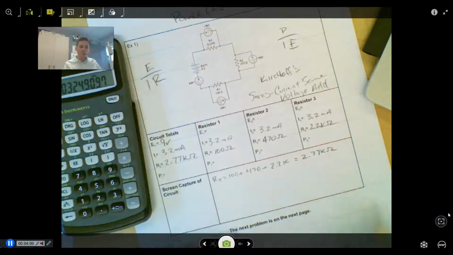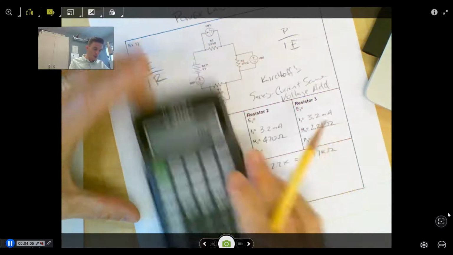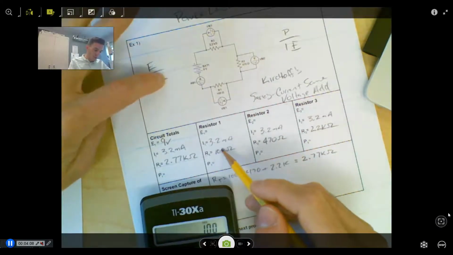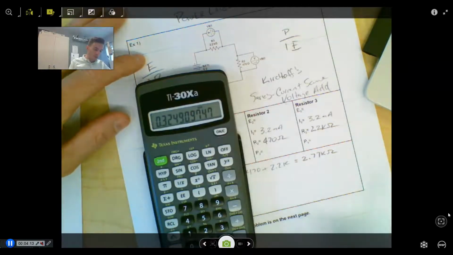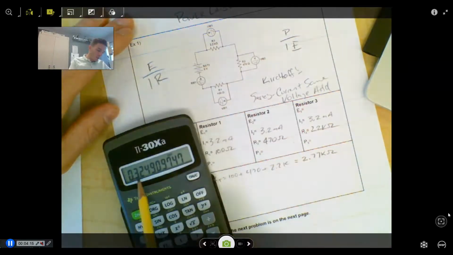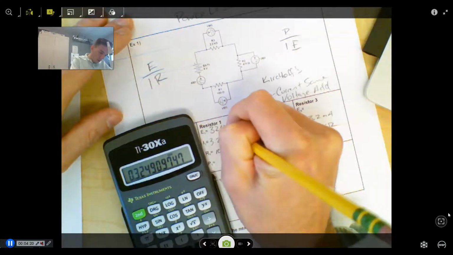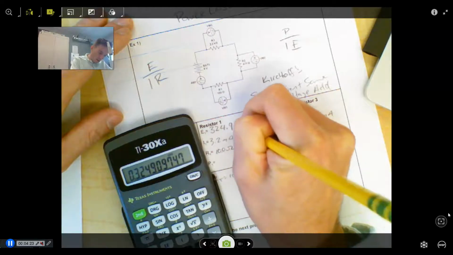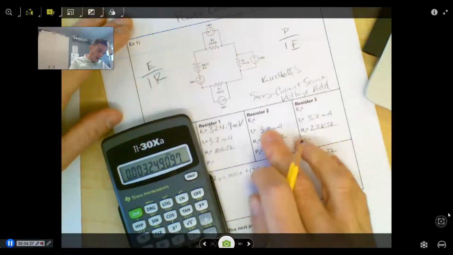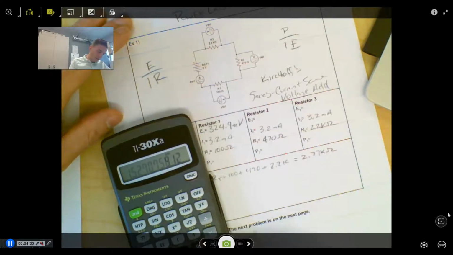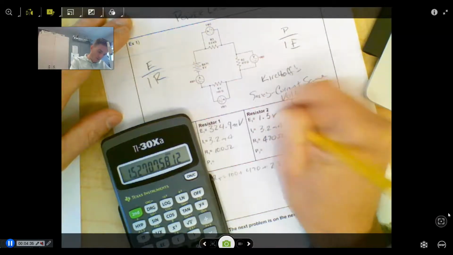Okay, so now we can solve for our voltage. Take this number, multiply it by 100, right? Because resistance times current is equal to voltage. So I'm going to multiply that by 100, and I get 324.9 millivolts. And then multiply my current times 470, and that's equal to 1.5 volts.